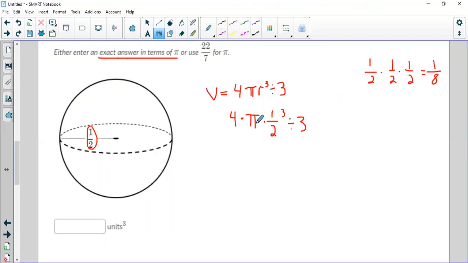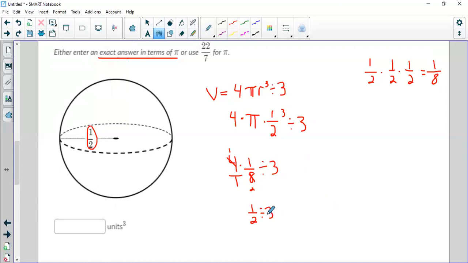I'm going to rewrite this. I'm going to take this pi and just rip it out of here for a second. Now this is 4 times 1/8 divided by 3. Well, let's see, 4 times 1/8, I'll put the 4 over 1. And I'll simplify this 4 and this 8. This becomes 1 and 2. So now, this 4 times 1/8 is 1/2 divided by 3.